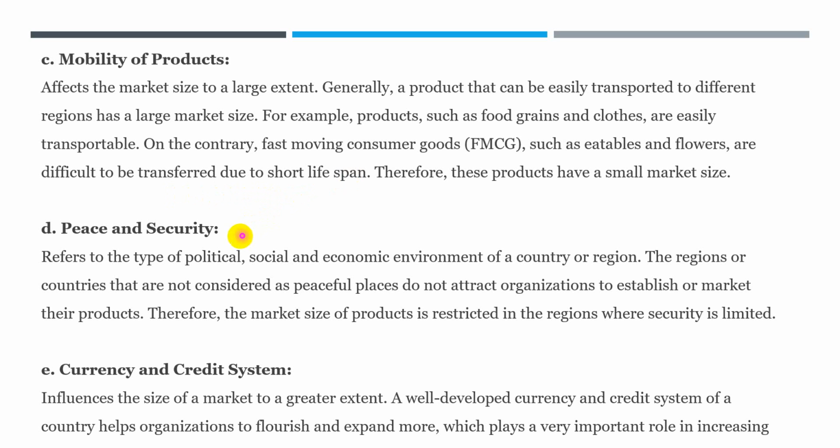Peace and security. It refers to the type of political, social, and economic environment of a country or region. Regions or countries that are not considered peaceful do not attract organizations to establish or market their products. Therefore, the market size of a product is restricted in regions where security is limited. Currency and credit system influences the size of market to a greater extent. A well-developed currency and credit system of a country helps organizations to flourish and expand more, which plays a very important role in increasing the market size of a product.